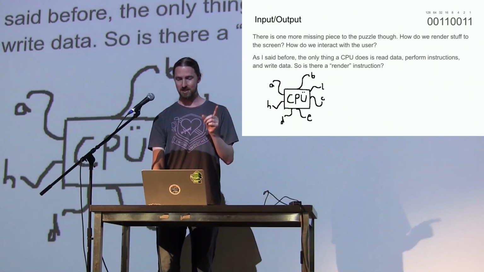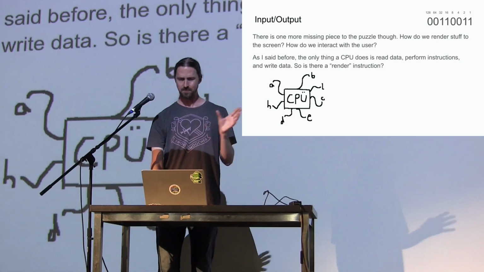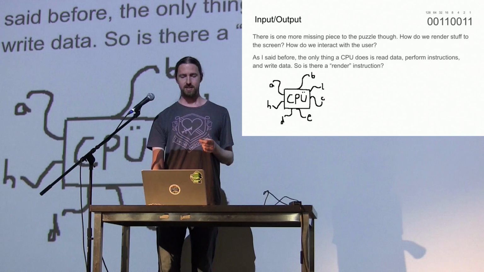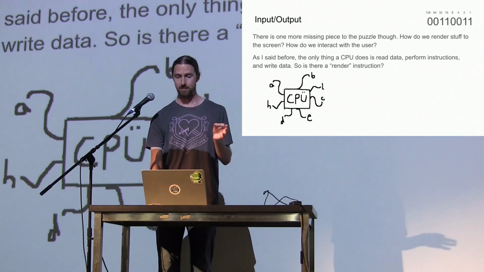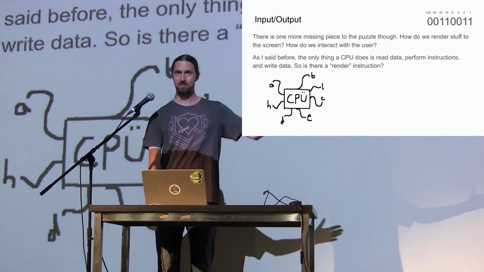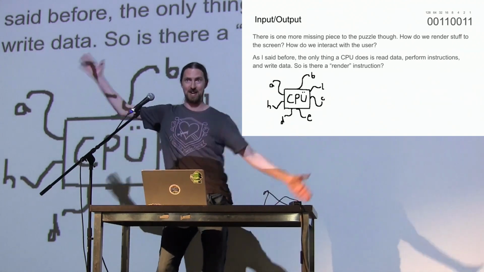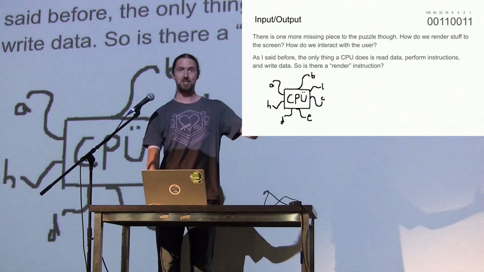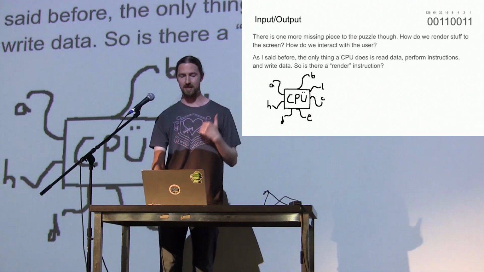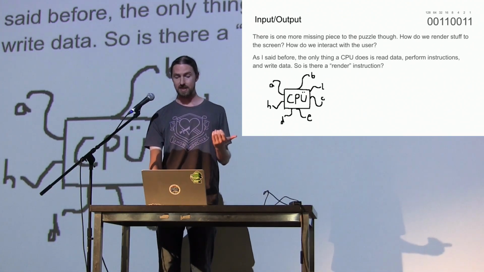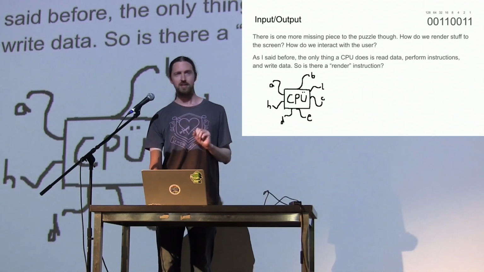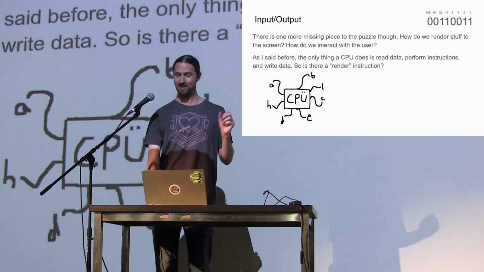So I'm going to just touch on rendering. I don't think I'm going to be able to get into it because I've got 1 minute left. There is one more missing piece to the puzzle, right? We can update values in memory, but a video game isn't just 2 lists of bytes. I mean, it is just 2 lists of bytes. But you need to be able to show things to the player, and you need to be able to read, right? And as I said before, the only thing the CPU does is read data, perform instructions, and write data. So is there like a render instruction, maybe, like RND or something?